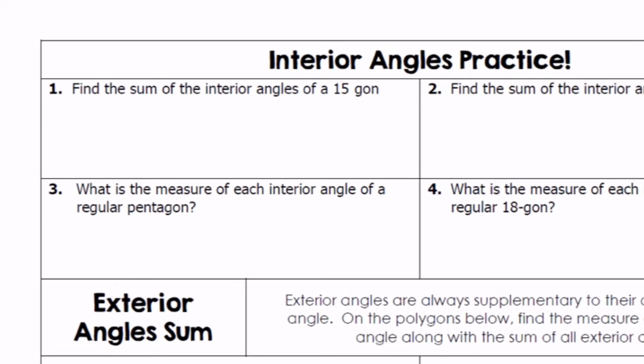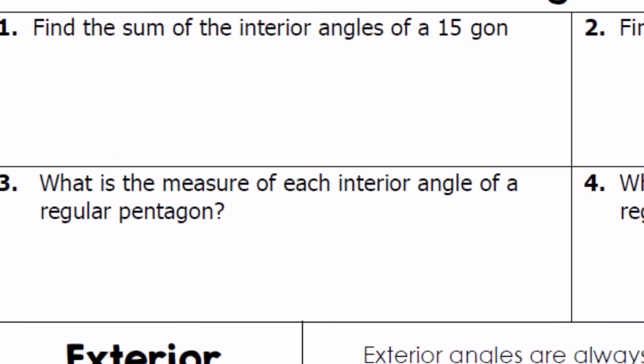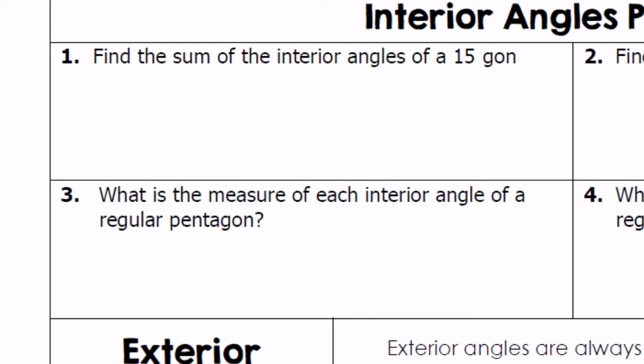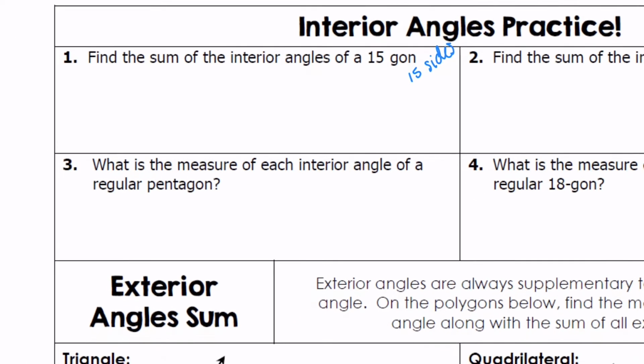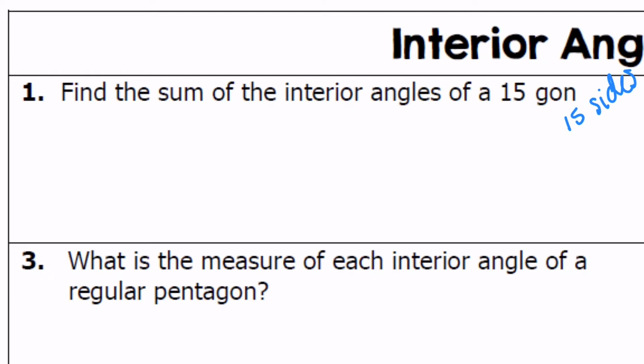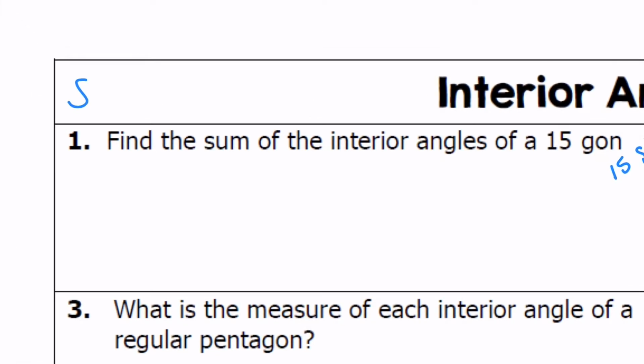So let's flip this over and try some practice. I want to find the sum of the interior angles of a 15-gon. So this is one of those gons I was telling you. That means this polygon has 15 sides. I'm going to put my formula up here so that I have it with me.